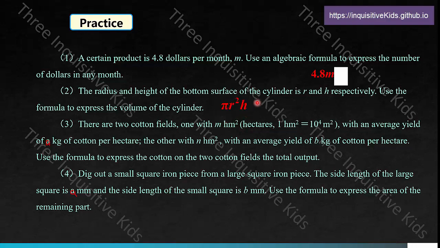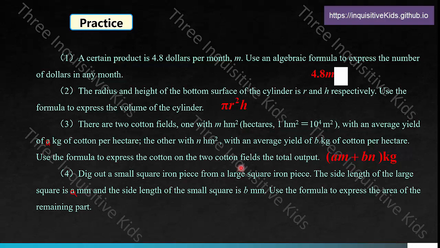3. The answer is am plus bn kilograms, because one has m hectares and a kilograms per hectare, so that's am, plus the other one has n hectares with an average of b kilograms of cotton per hectare, so that's bn. So am plus bn kilograms.